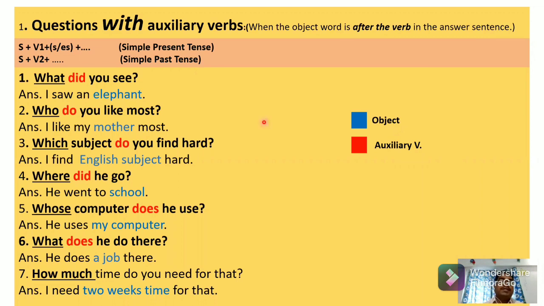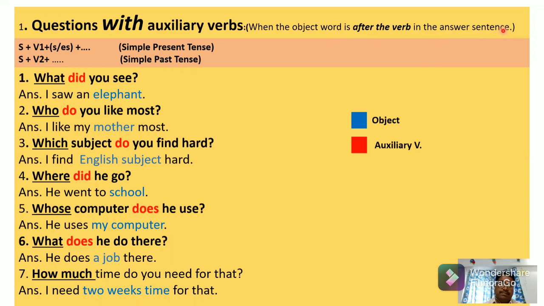See, what is the point? Questions with auxiliary verbs. We use auxiliary verbs to make questions when the object word is after the verb in the answer sentence. Look at the word after the verb in the answer sentence.